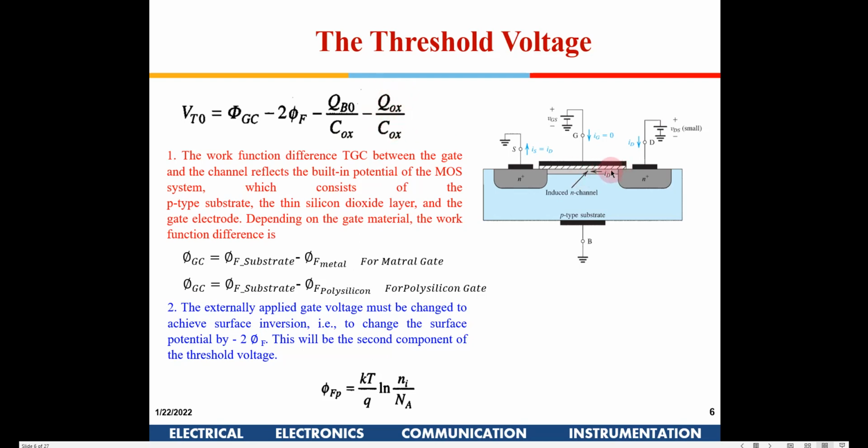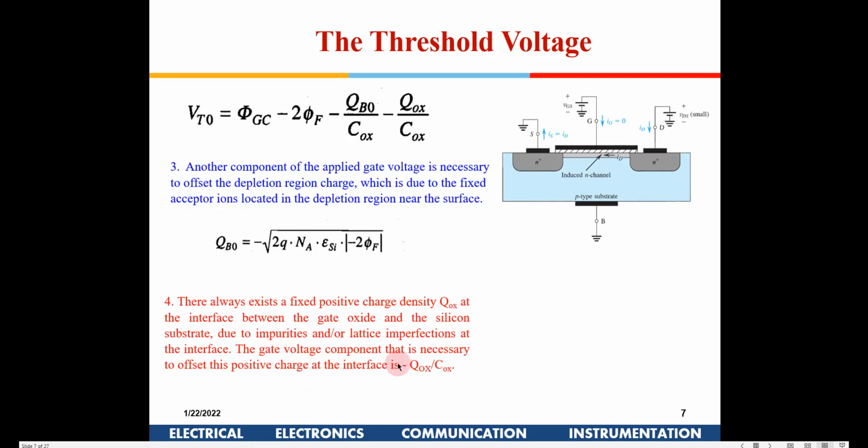So when we fabricate these devices, in the interface region there will be some impurities which are trapped. So if you see here, there will be some lattice imperfections. That will cause some additional ions to get fixed in the oxide layer, so you need to offset that also. So these are the 4 different components of VTO.